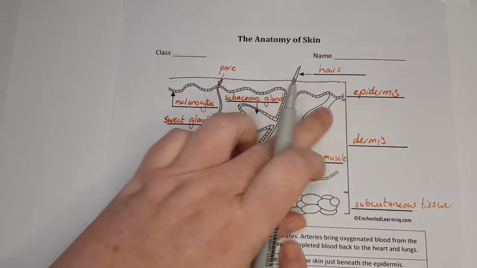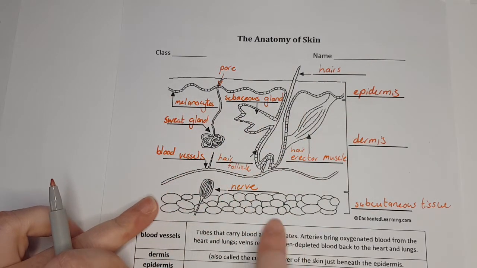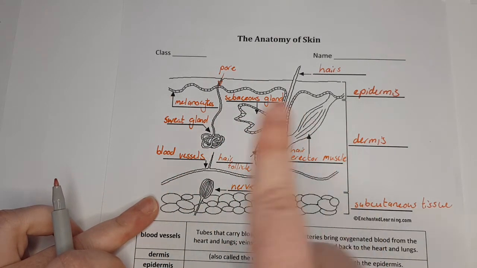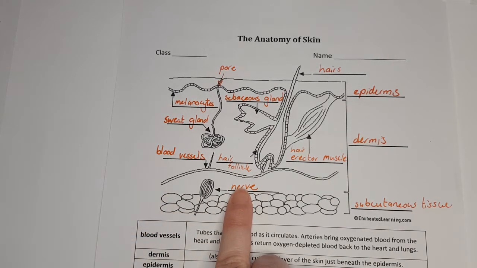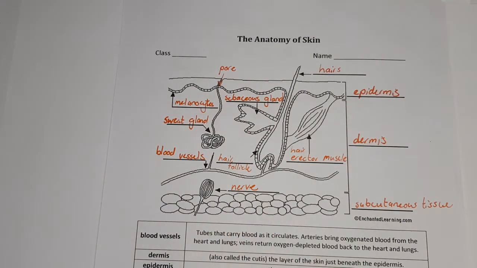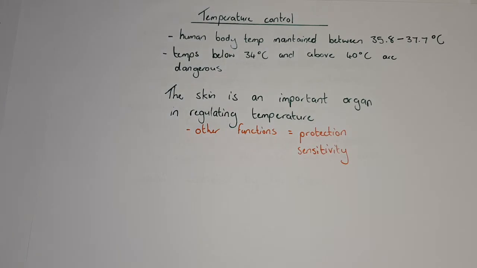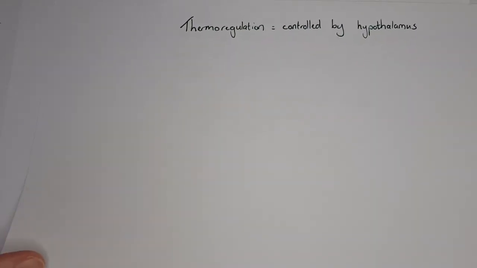Okay, so those would be all the different parts to the anatomy of the skin, and then each part plays a specific role in helping either in protection or sensitivity or maintaining temperature. So maintaining temperature we call thermoregulation. So now thermoregulation is controlled by the hypothalamus in the brain.